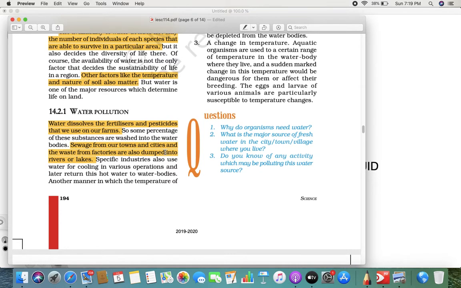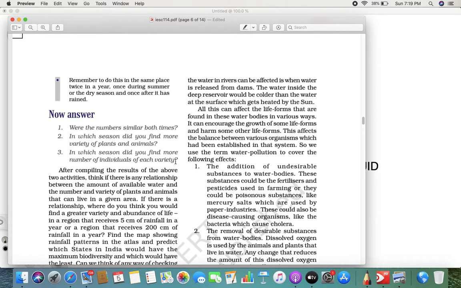Some industries also use water for cooling in various operations, right? So hot water will come out, they pass that water also. Think, what if there is a change in the temperature? Now those hot waters go to the river, so the temperature of the water gets changed. There are many species of life that tend to live in cold water. Now suddenly the temperature changes, do you think those water bodies will survive? No. See, there are conditions.